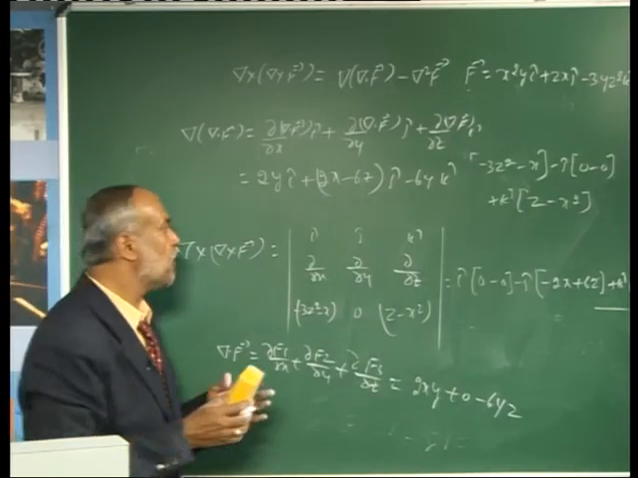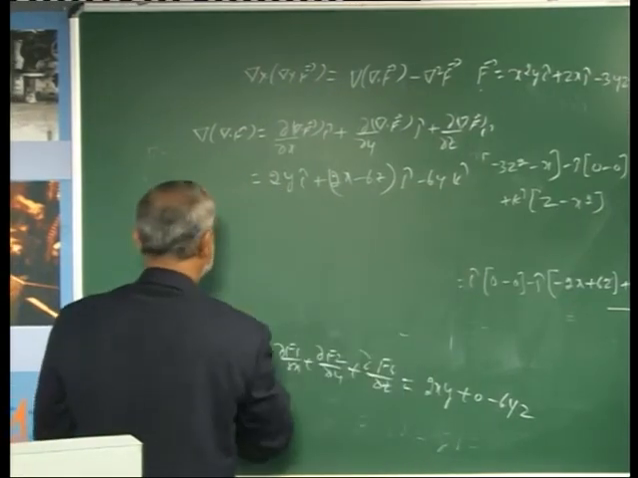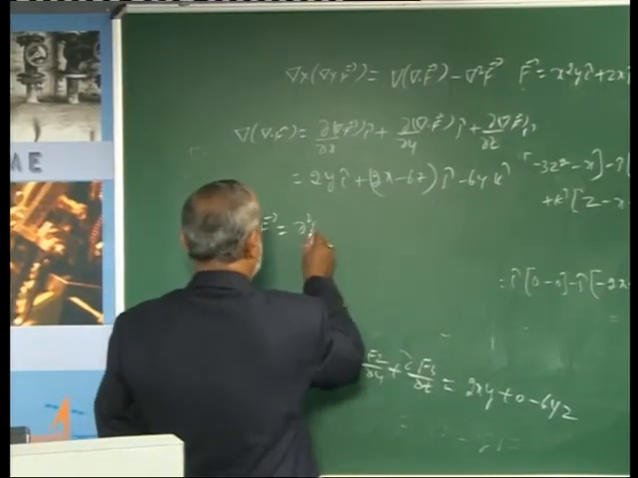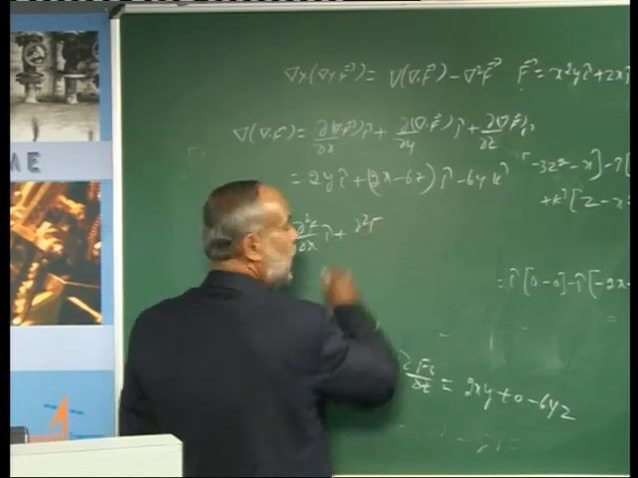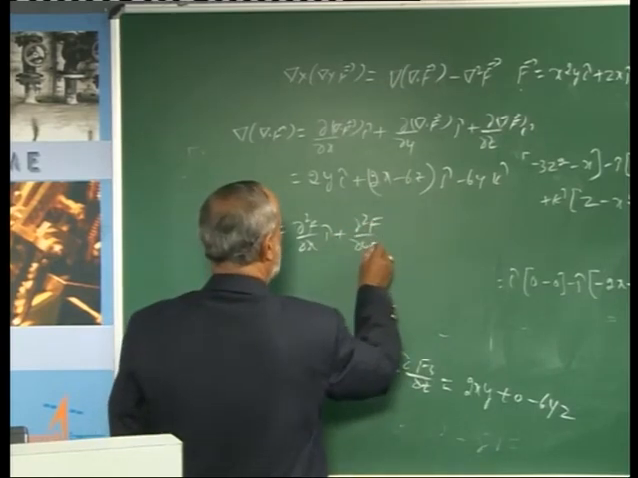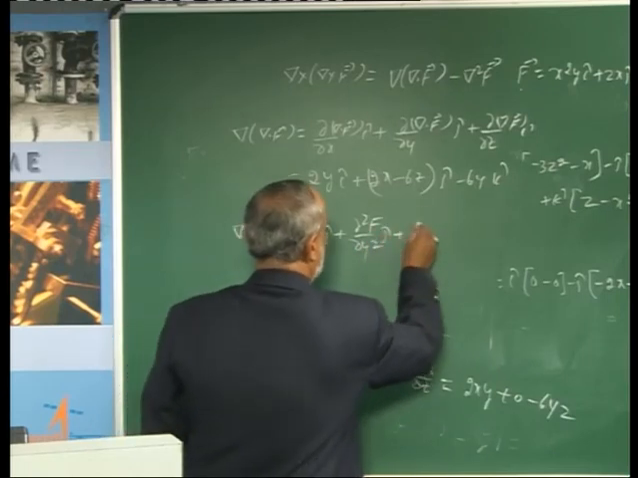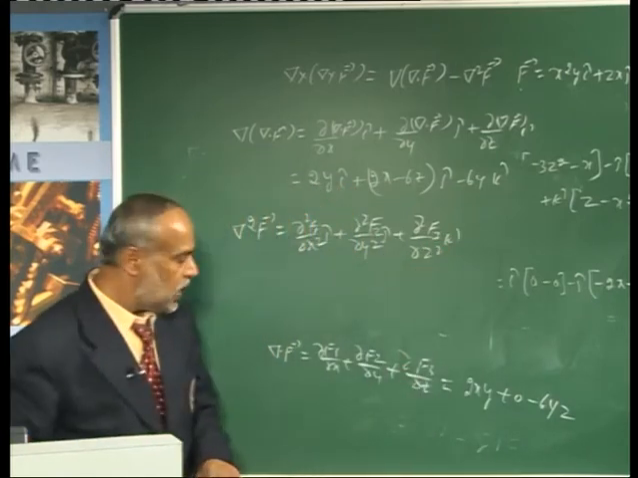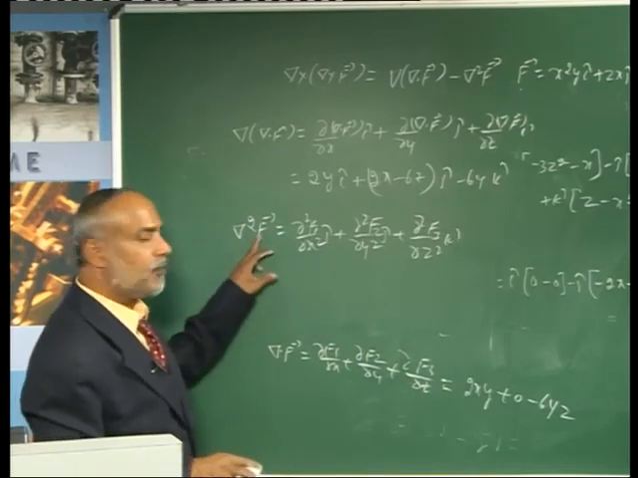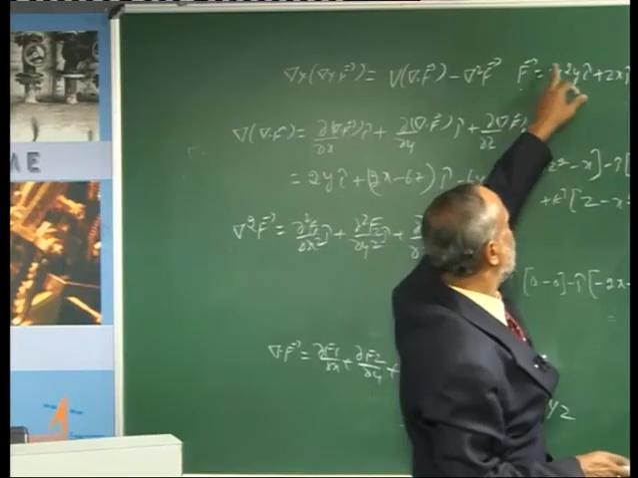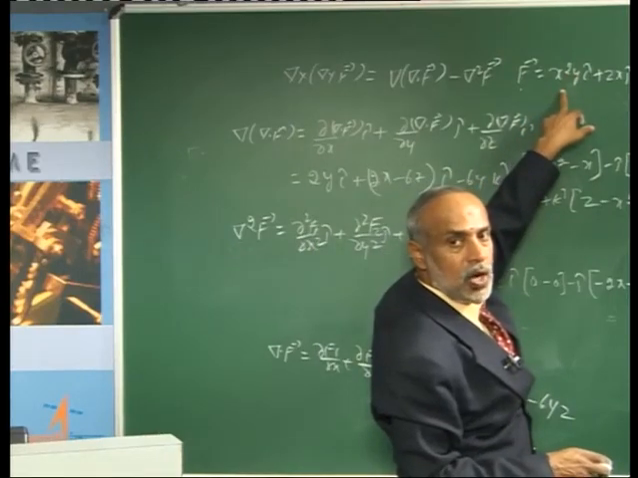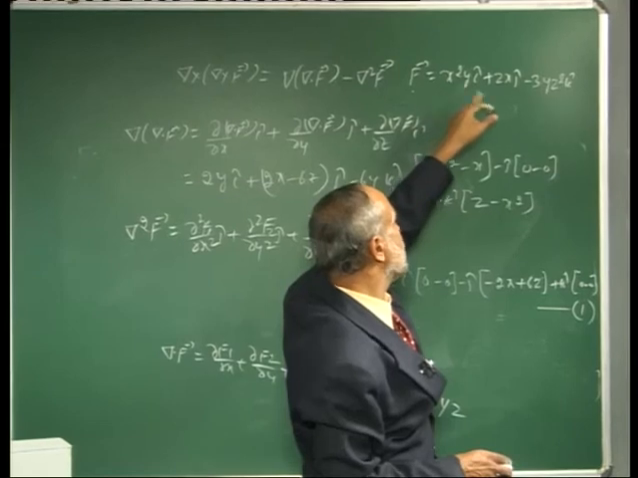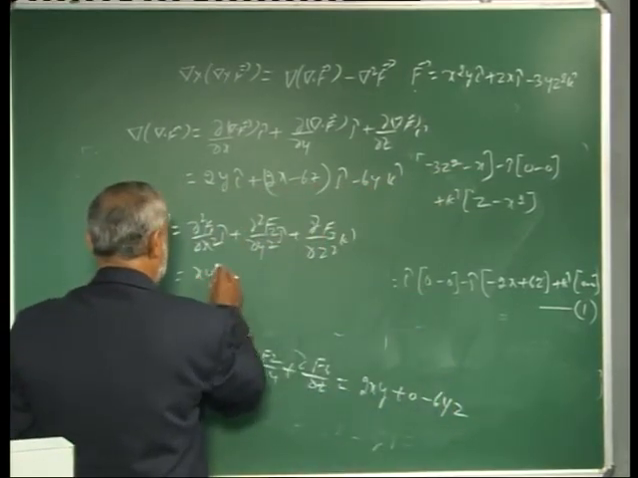Now you can find out del squared f vector. Del squared f vector is equal to ∂²f/∂x² i vector plus ∂²f/∂y² j vector plus ∂²f/∂z² into k vector, with f1, f2, f3. See, now what is del squared f vector? F vector is this. If you differentiate this term partially with respect to x two times, x squared y differentiation is 2xy, and differentiating again you get 2y, into i cap.